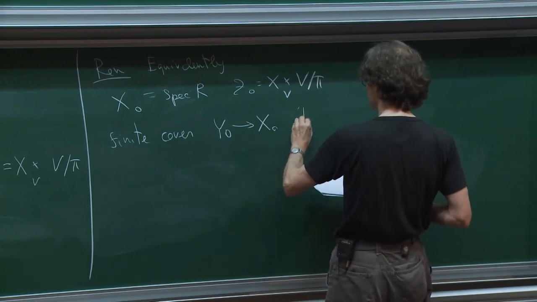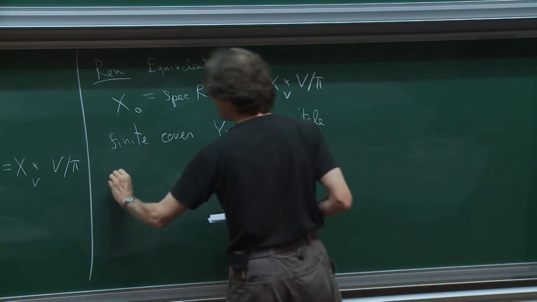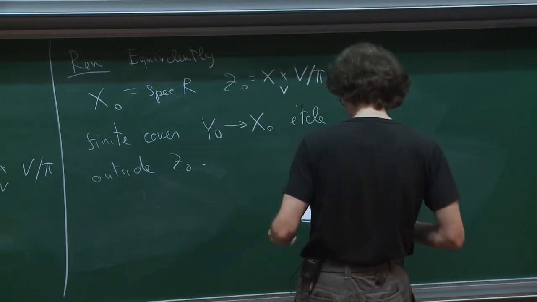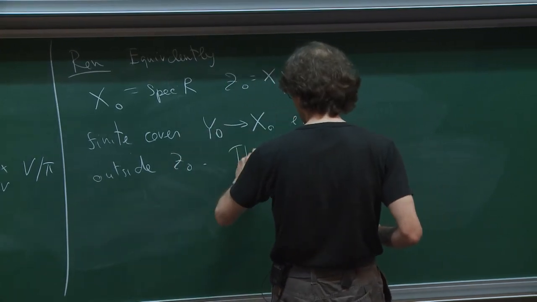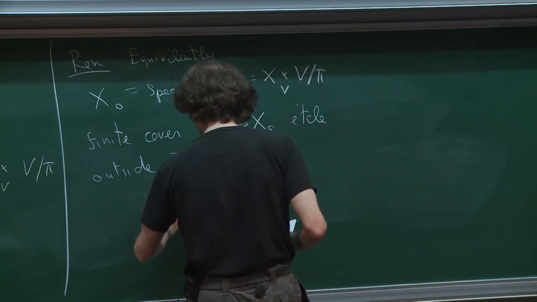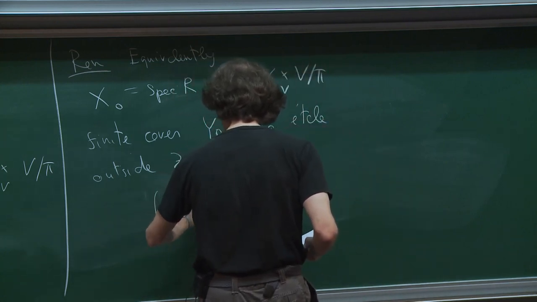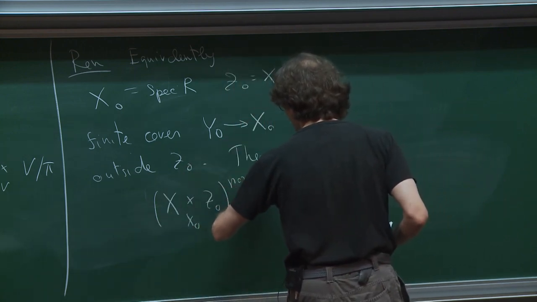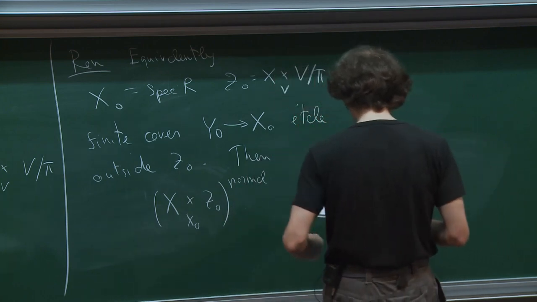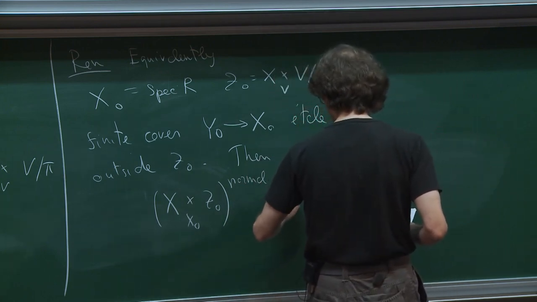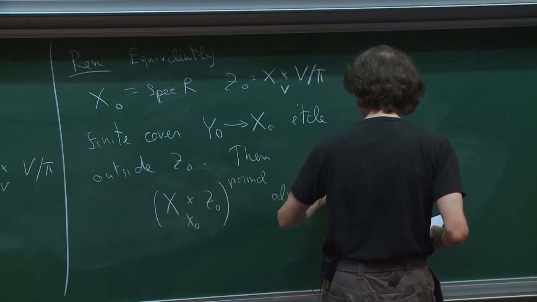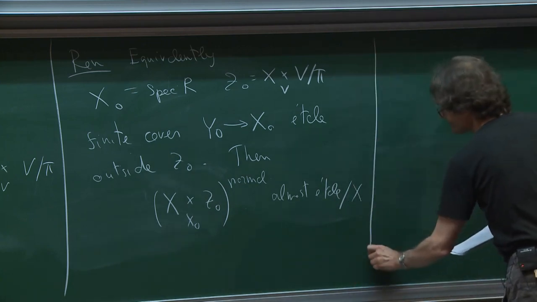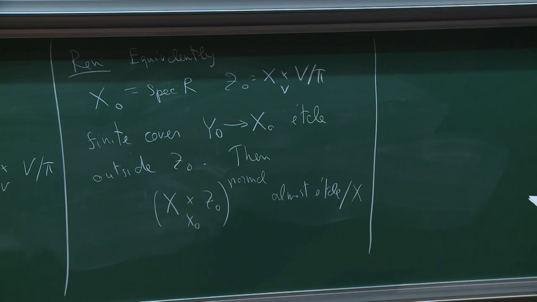Which is étale outside, is at zero. And then what you do is you take the pullback to X, and then you normalize. And this is almost étale over X. This is more in the style of Faltings, probably.